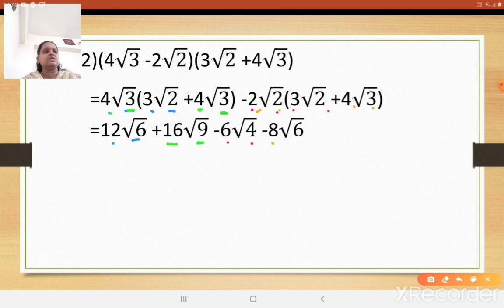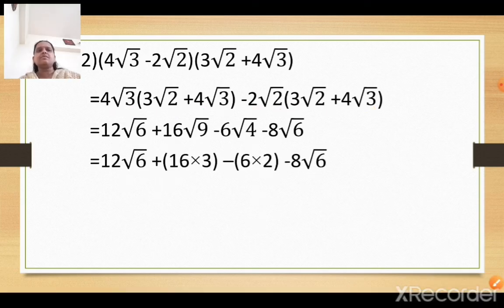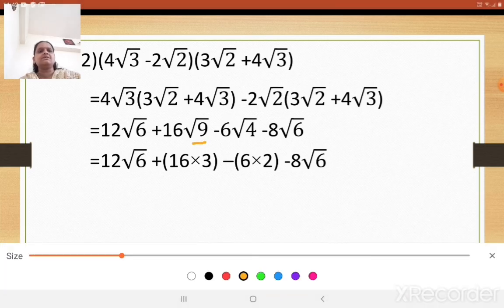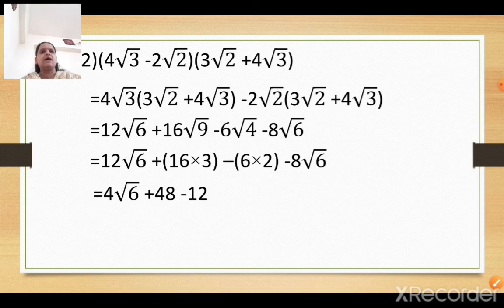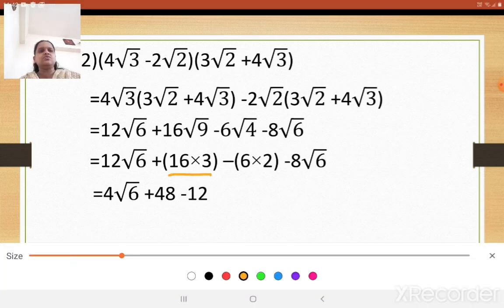Okay, so let us continue with the next step then. That is what? Yes, 12 root 6. The first term will be as it is, but root 9 value is 3. So we will replace this root 9 as what? A 3. Similarly, root 4 value is nothing but 2. Okay, so in the next step, 16 into 3 will become 48, and 6 plus 6 into 2 will become 12. Correct? So we have written here 16 into 3 as 48, 6 into 2 as 12.